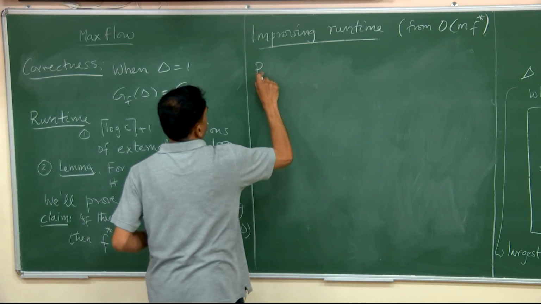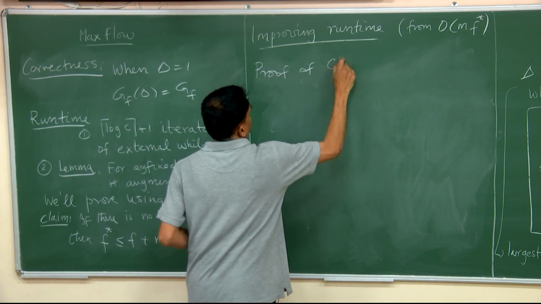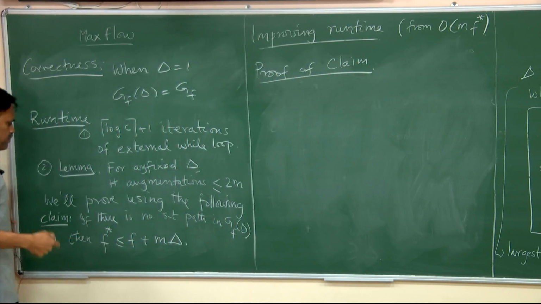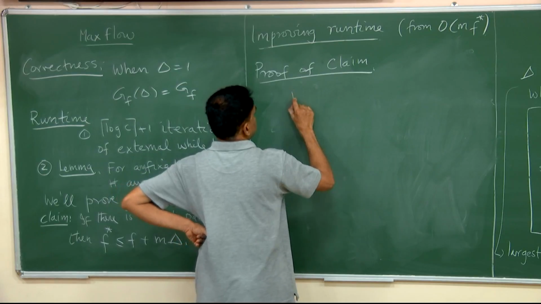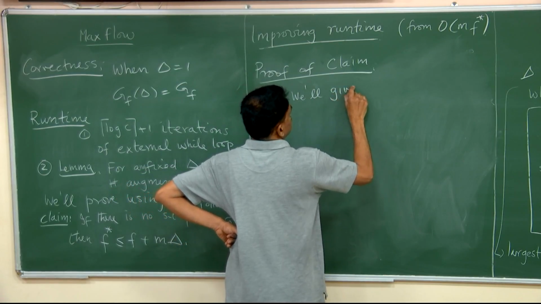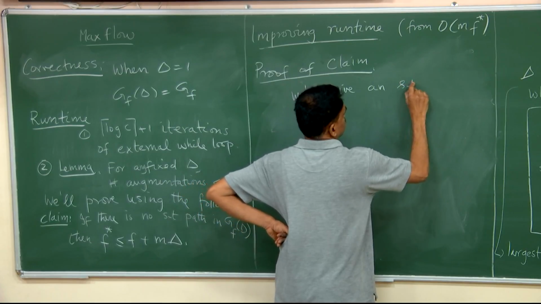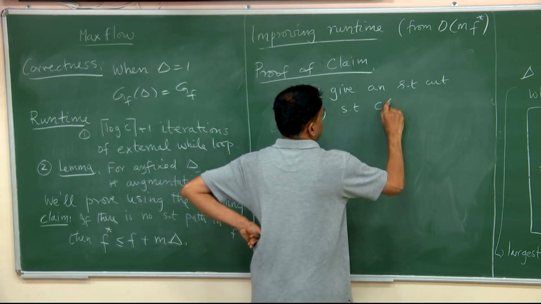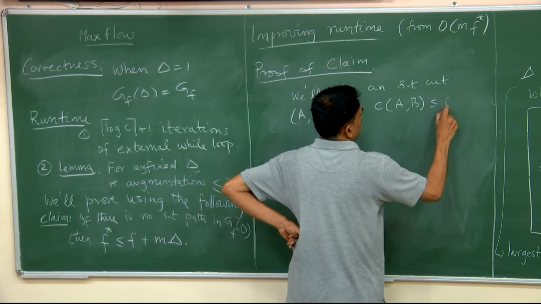Proof of claim. It's pretty mechanical, and this is what I want you to gain some practice on. Let's see how I would do it. There is no s-t path in G_F delta. Then I want to show that the max flow is at most this. We will give a cut such that the capacity of the cut is at most F plus m delta.